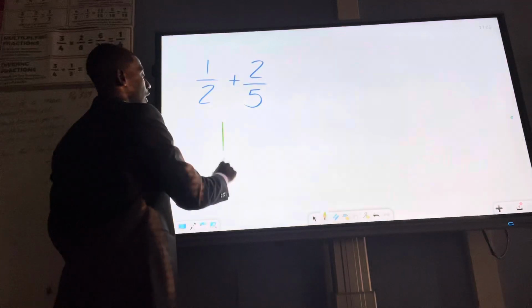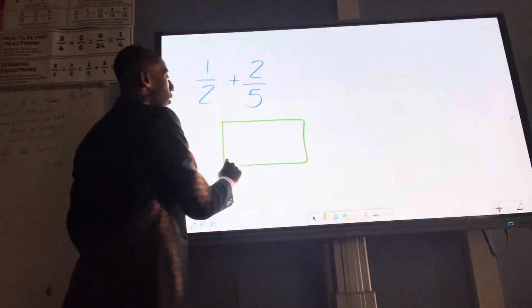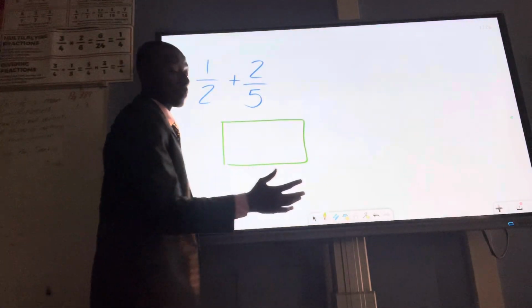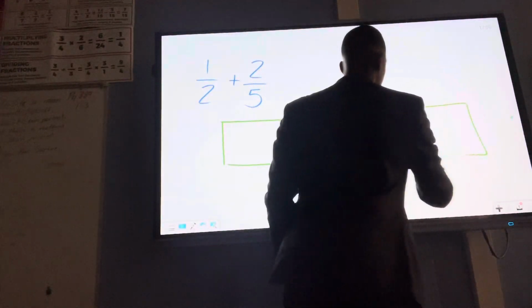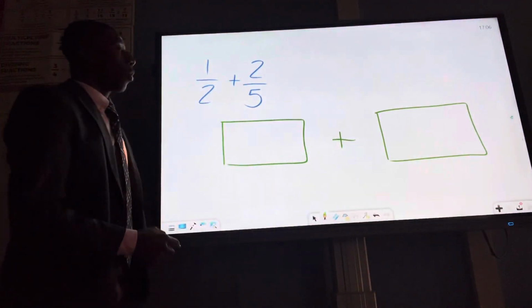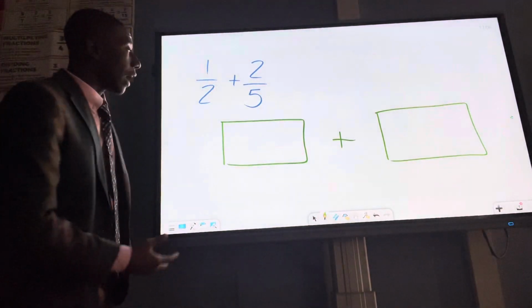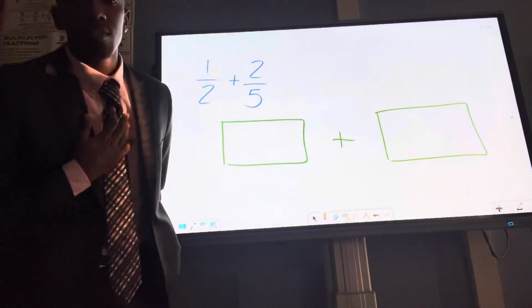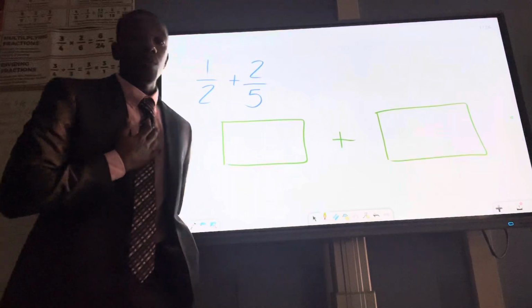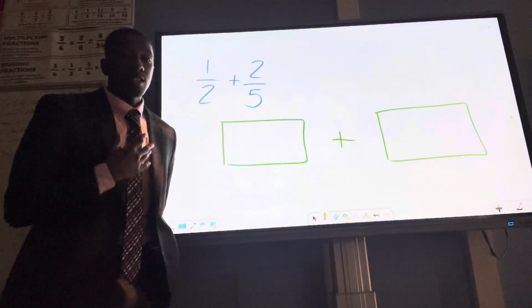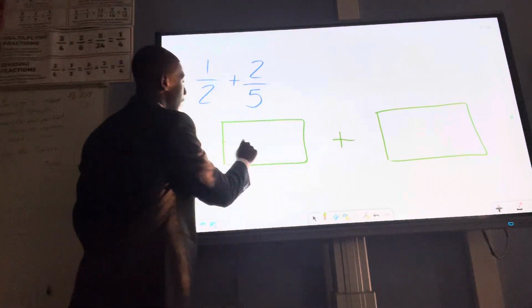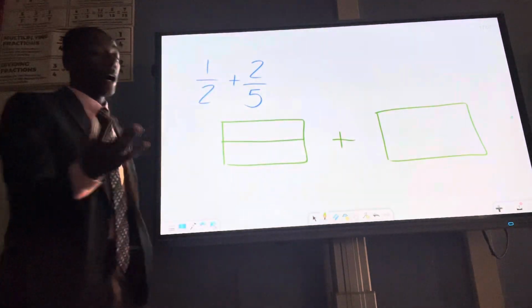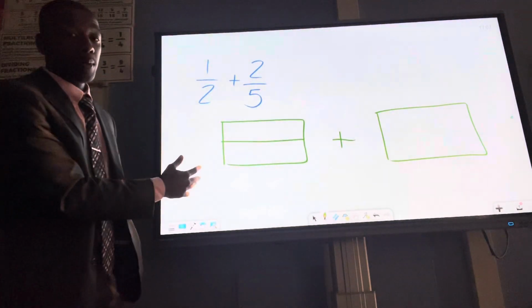First things first, in addition, you have to draw both models. So that one and that one. Okay? So in order to represent, I need to ask myself what will represent a half, right? So for a half, I just need two pieces. So that one's pretty easy. So I'm gonna come over here, I'm just gonna make one line, right? And I have two pieces.